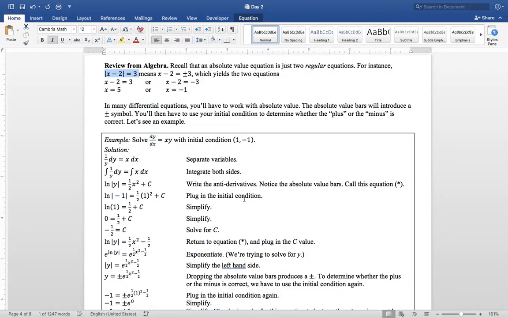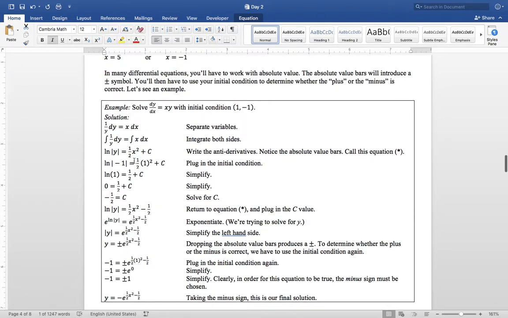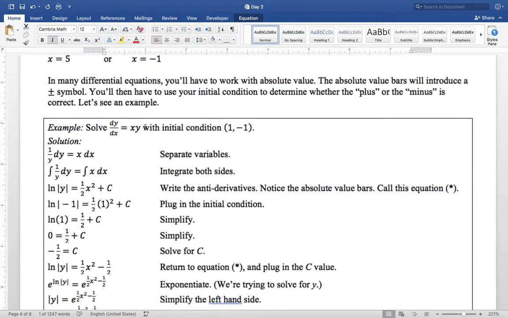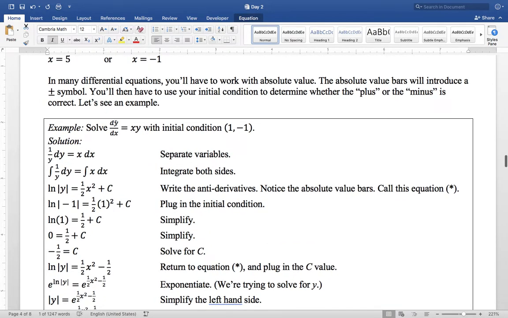This happens a lot. In differential equations, as we'll see, you have to solve these absolute value equations. So let's take a look at this example. Let's solve the differential equation dy/dx equals xy with initial condition (1, -1). So what I do first is I separate the variables. I multiply both sides by dx and I divide both sides by y. That gets me here. And then I integrate both sides.